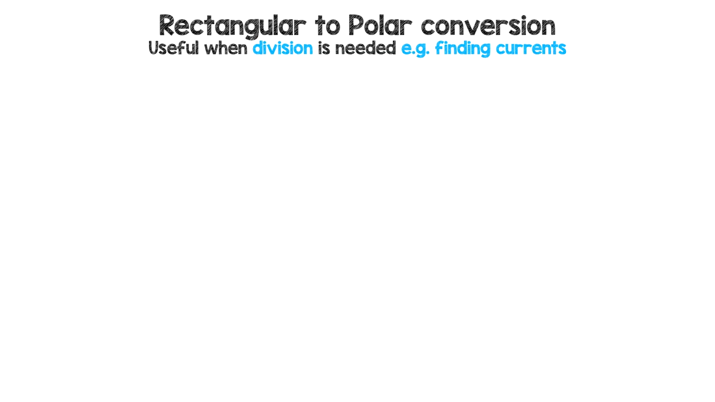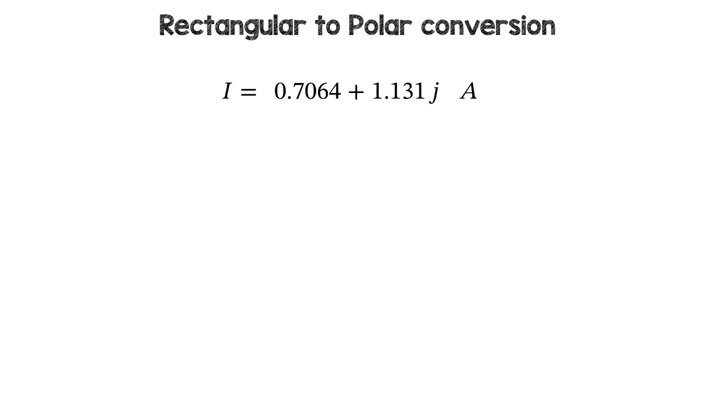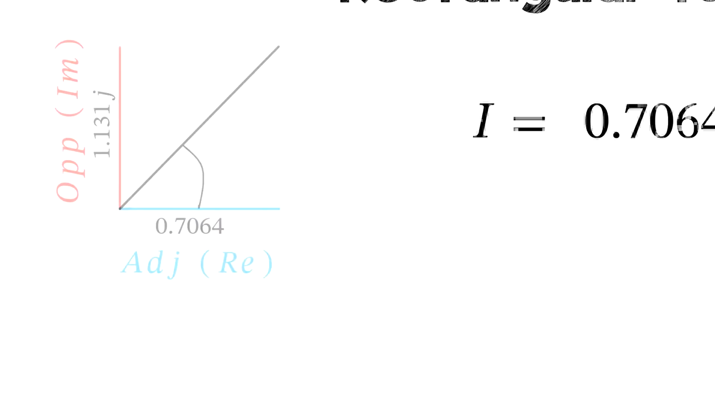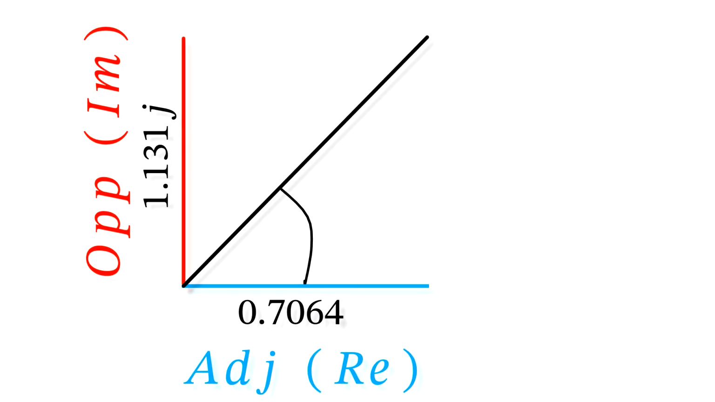Rectangular to polar conversion. Say we have a current of 0.7064 plus 1.131 j amps like we saw earlier. That's rectangular form, so it has a real and an imaginary part, or an adjacent and an opposite side to it. And whenever you know two sides of a triangle and you want to find the hypotenuse, we use Pythagoras' theorem.